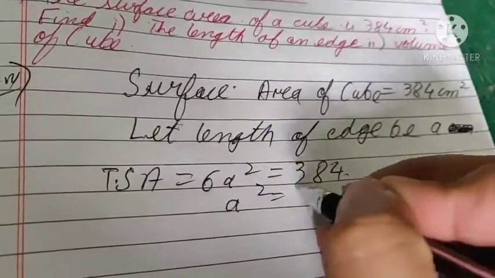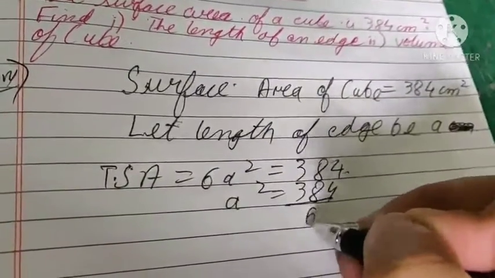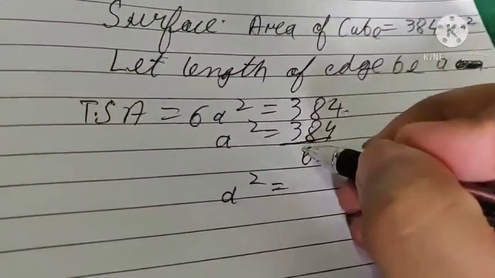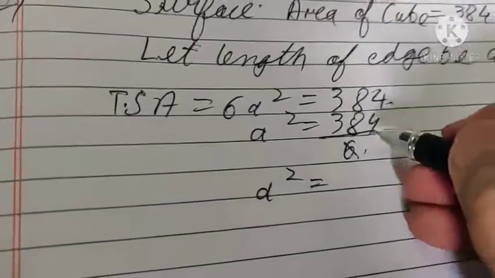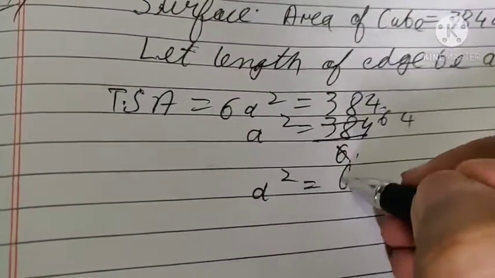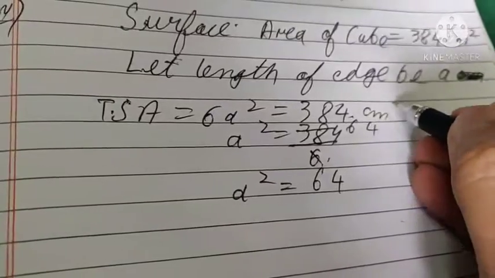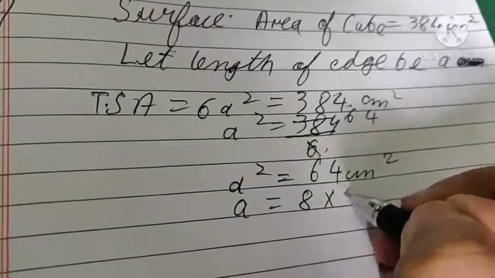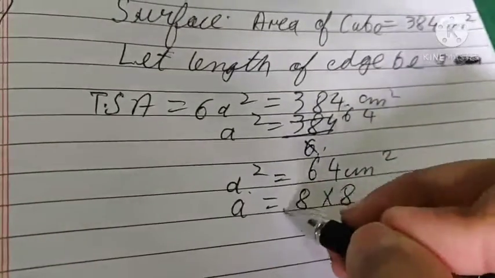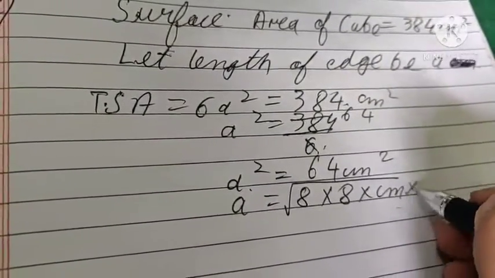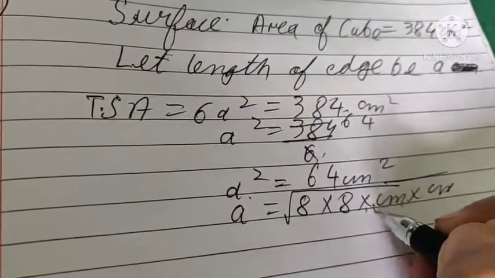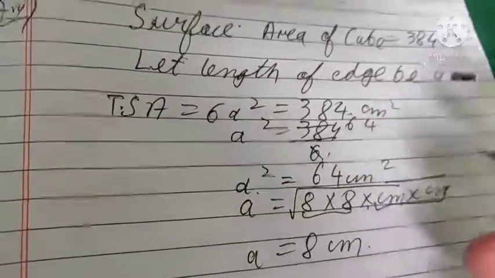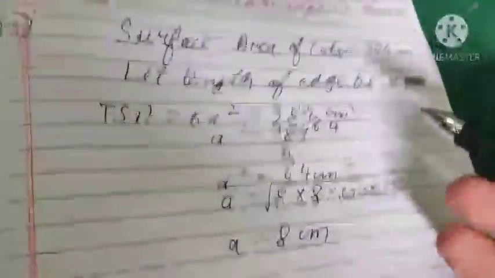So a square equals 384 divided by 6. It gives 64. It was centimeter square, so centimeter square. So a will be equal to 8 into 8 centimeter. So a will be equal to 8 centimeter. So first part is length of edge is 8 centimeter.